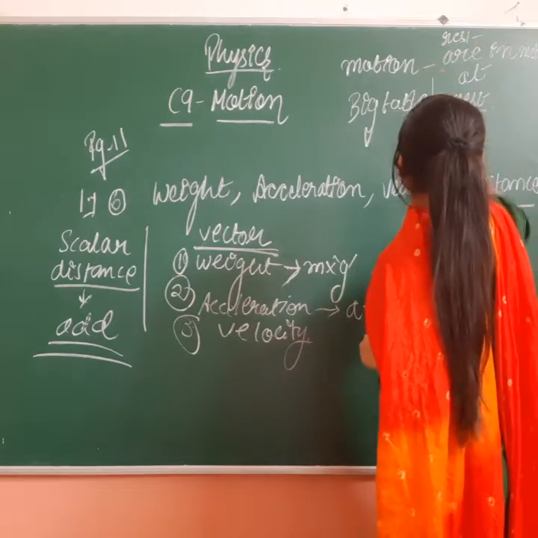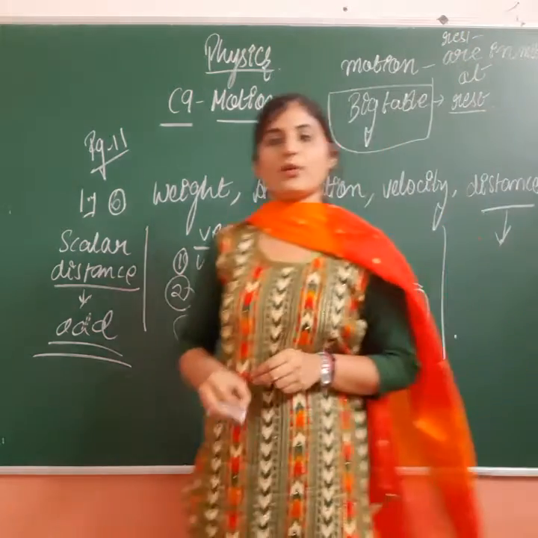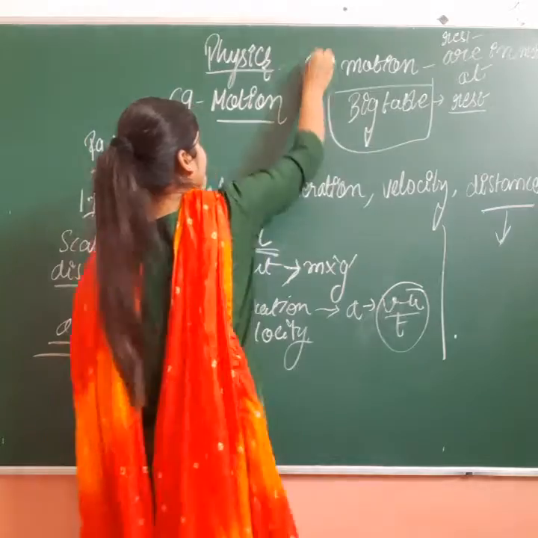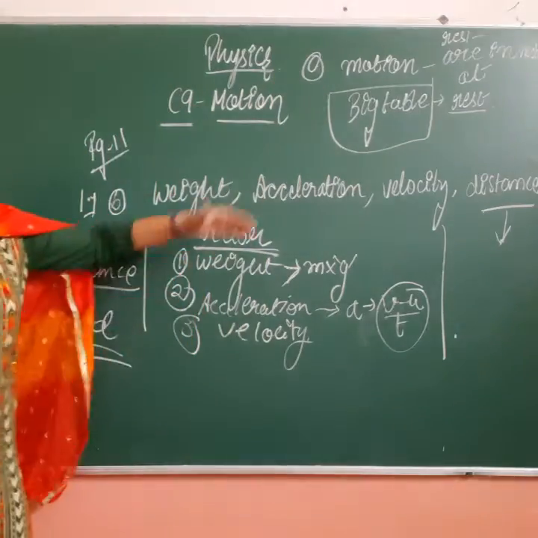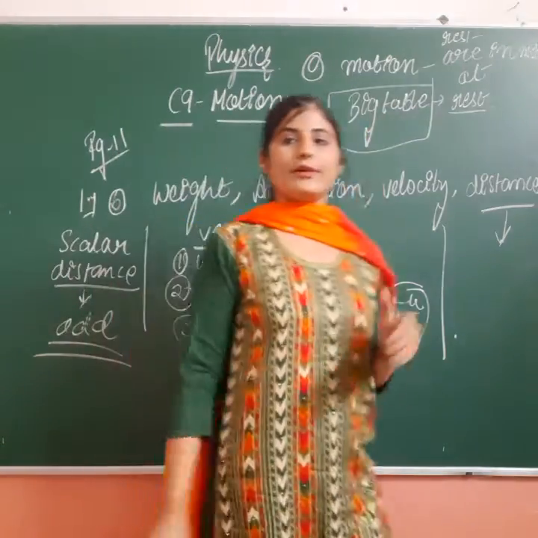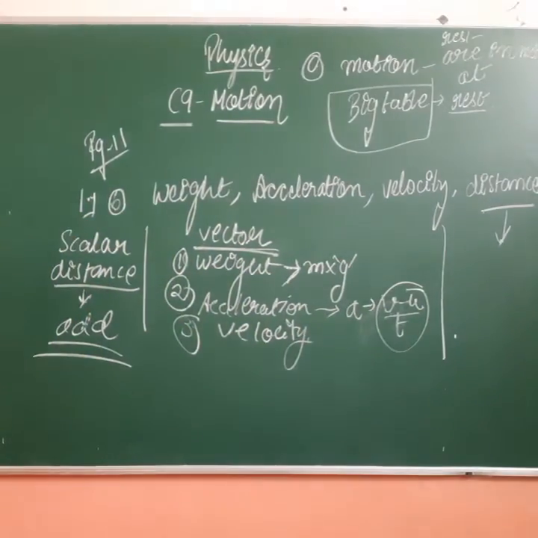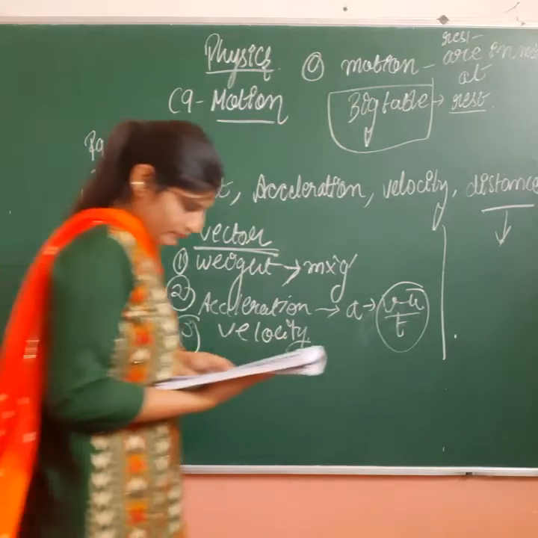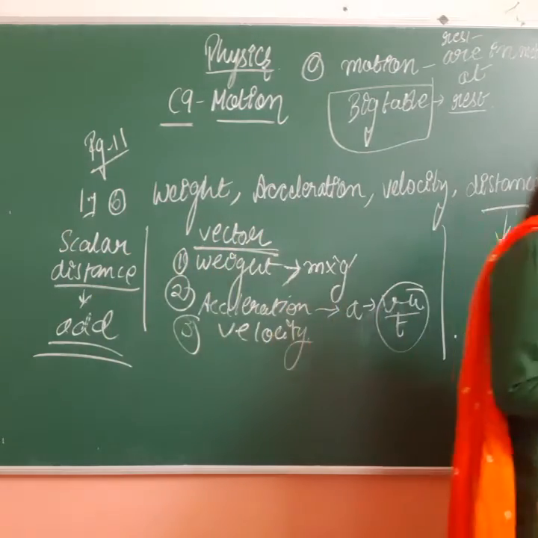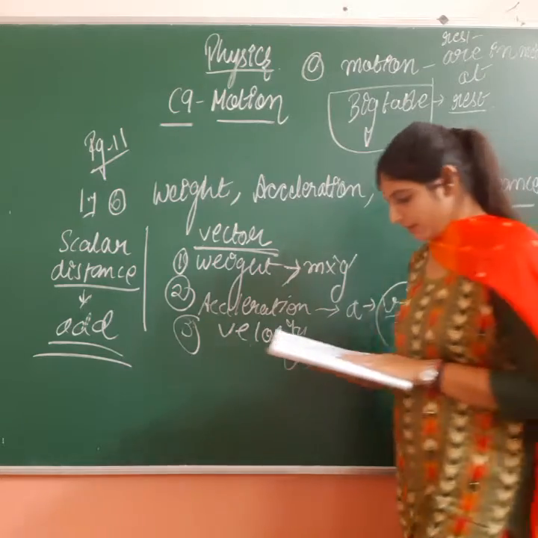So what is the odd one out? That is a big table which is at rest. So only the big table is at rest. Is that clear? Now come to the second question of the book.